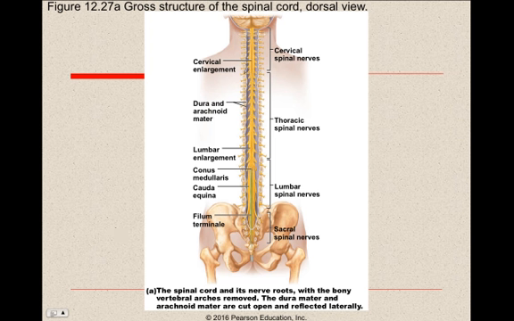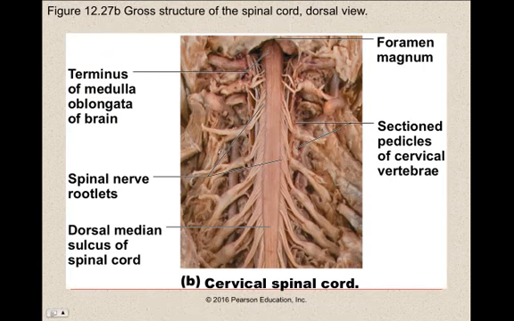And this was just again a picture to show you that cervical enlargement right here, and then the lumbar enlargement down here. Again, for the upper limbs, the cervical enlargement, and for the lower limbs, the lumbar enlargement. These are just some fun pictures you can look at. These are actual cadavers, so you can see a little bit of the gross anatomy of the spinal cord.